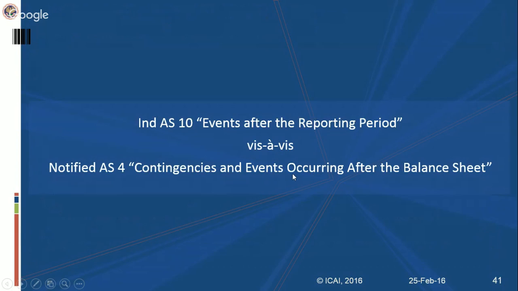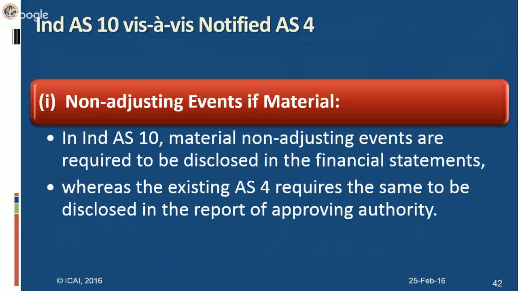So Ind AS 10, events after the reporting period, vis-a-vis notified AS 4, contingencies and events occurring after the balance sheet date. You might be aware that most of the paras of AS 4 relating to contingencies have been withdrawn corresponding to the issuance of AS 29. So our main focus is only on events occurring after the balance sheet date with respect to AS 4, and events after the reporting period with respect to Ind AS 10. Non-adjusting event, if material, it means material non-adjusting event. It's the first point of difference which I am trying to explain to you.